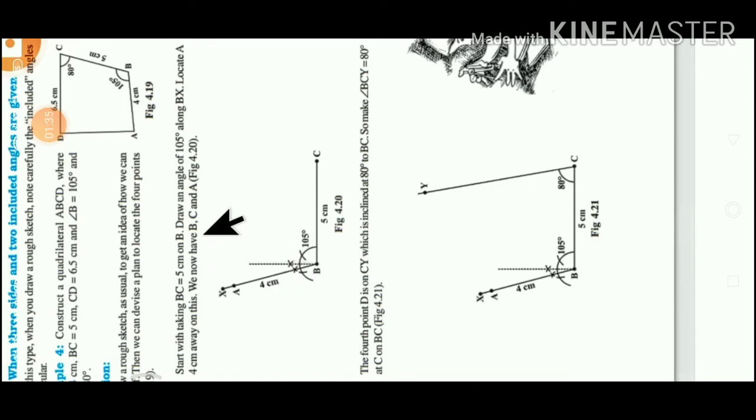Now we have B, C and A. We have taken 3 points now, A, B and C. Next we have to take the fourth point. The fourth point D is on CY. Now from point C, take the measurement of an angle of 80 degrees. You can take this with the help of a protractor. So from C, take the measurement of 80 degrees with the help of a protractor and draw CY. Draw a long ray CY, which is inclined at 80 degrees to BC. So BCY will be 80 degrees.